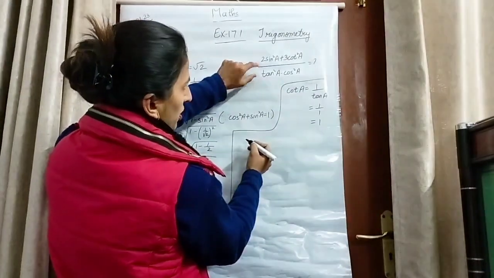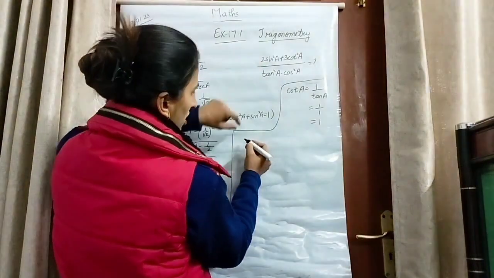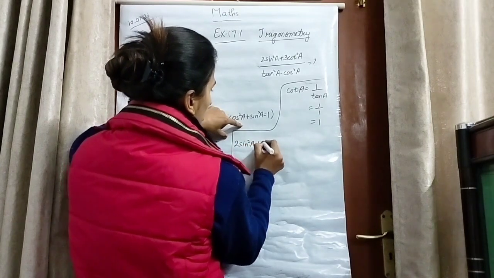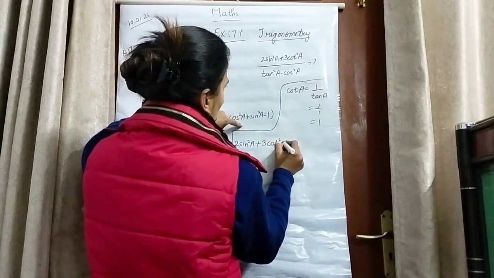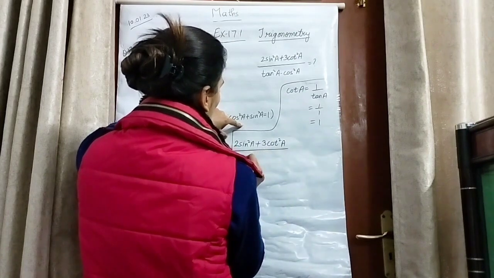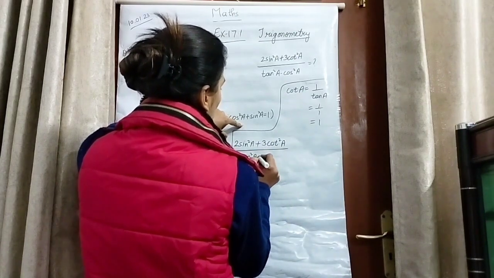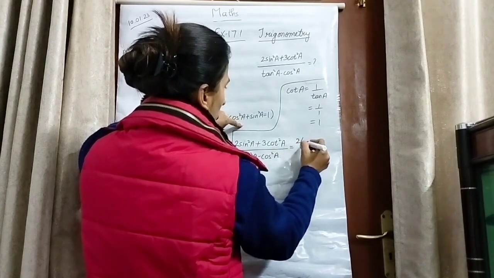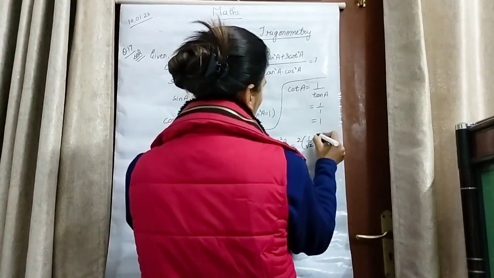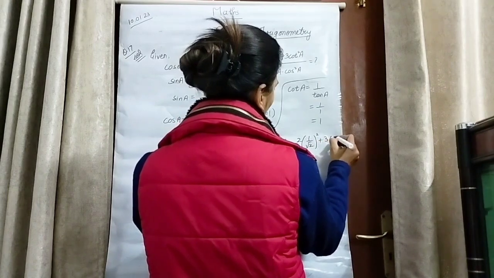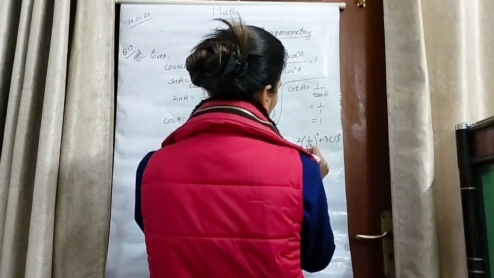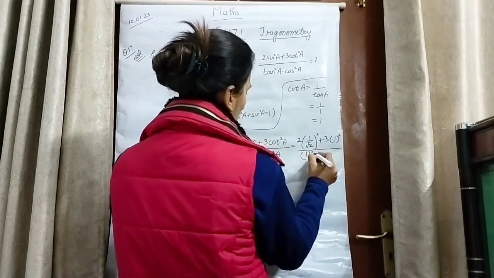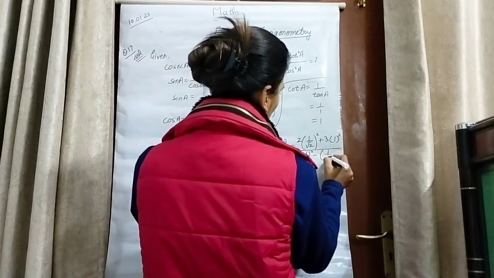Now I will substitute all the values of trigonometric ratios in this expression. That is, 2 sin square A plus 3 cot square A upon tan square A minus cos square A equals 2. The value of sin square A is 1 by 2. The value of cot A is 1, but it is squared. Now the value of tan A is also 1, and the value of cos A is 1 by root 2.